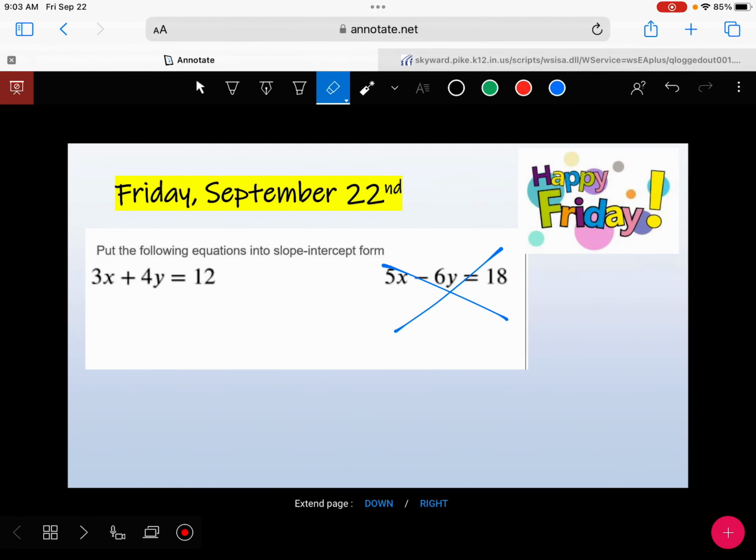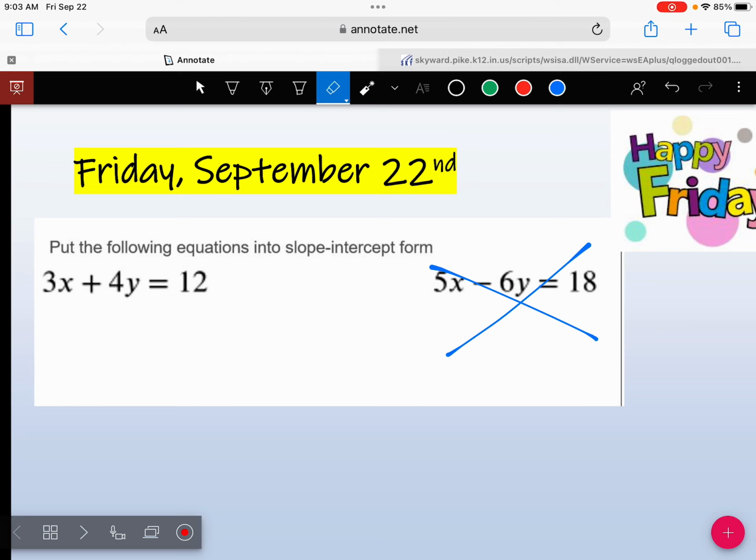You had to put equations in slope-intercept form. Slope-intercept form is y equals mx plus b. So go ahead and take that first equation, solve it for y. So what would be your first step?